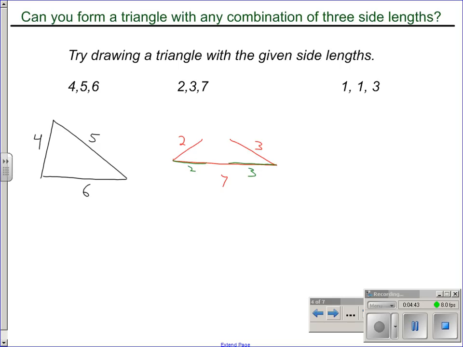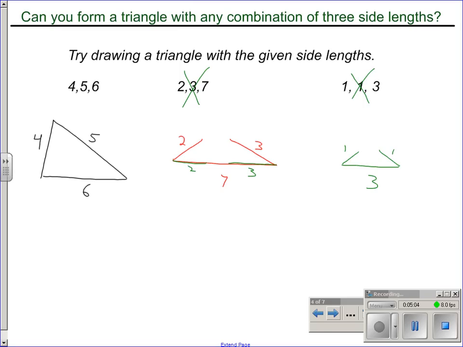There's 3. They're never going to intersect. They're just too short. So you can't form a triangle with those side lengths. So that's no good. The same thing should have happened here for the 1, 1, and 3. If this is a side length of 3, 1 is there, 1 is there. They can't meet. No matter how you arrange them, they just can't form a triangle.